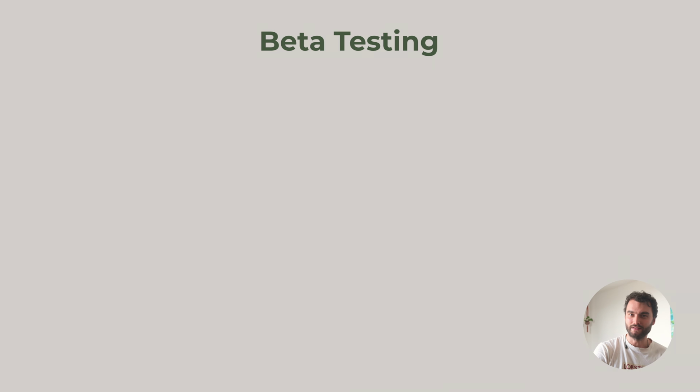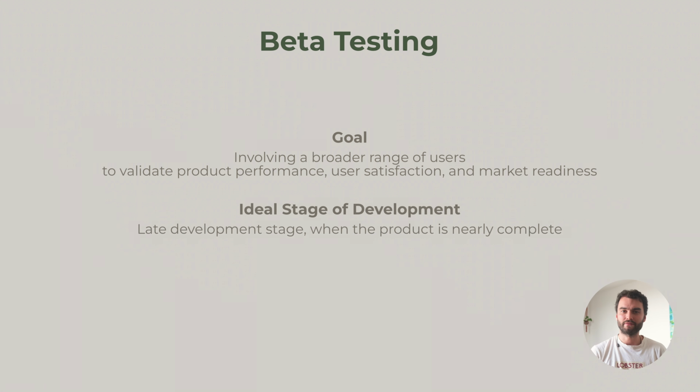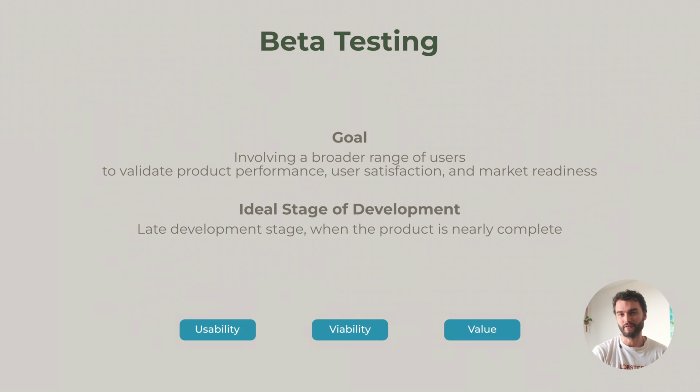With beta testing, we involve external users and focus on validating product performance, user satisfaction, and market readiness. It occurs in the late development stage when the product is nearly complete. The goal is to gather diverse user feedback under real-world conditions, validating overall performance and market viability. In beta testing, we look at usability, viability, and value, ensuring the product meets user expectations and market needs.